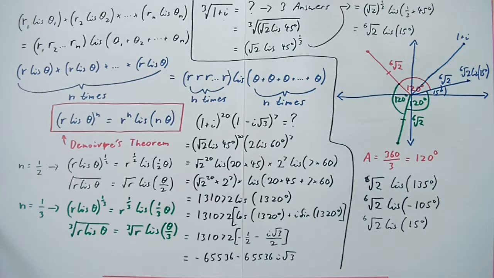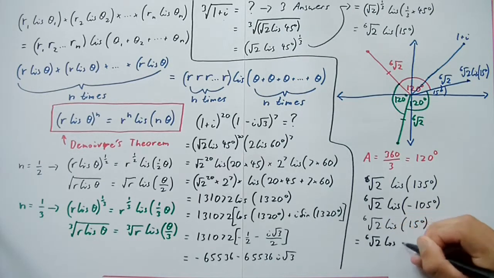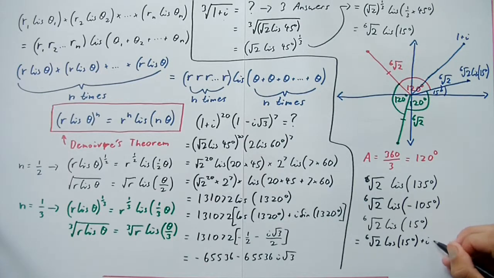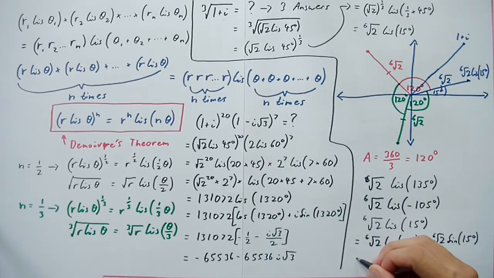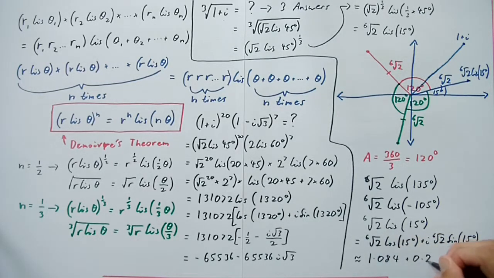But that's no fun, so we'll just do it for this root. So we have the 6th root of 2 cis of 15 degrees, which is equal to the 6th root of 2 cosine of 15 degrees, plus the 6th root of 2 sine of 15 degrees times i. And if you plug the cosine and sine of 15 degrees times the 6th root of 2 into your calculator, you'll get approximately 1.084 plus 0.29 times i.